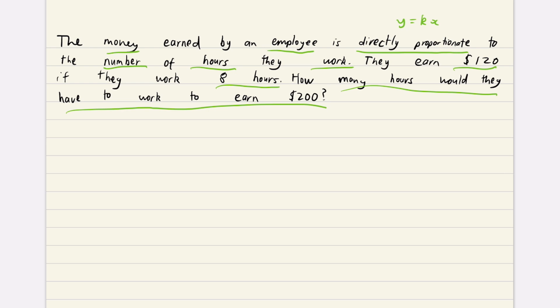Now, there's actually 2 parts to this problem. The first part is finding k, so finding your slope. And then the second part is rewriting a new equation with 200 subbed in and then solving for the x. So we're going to go ahead and break that down. So we've got y equals kx. This is going to represent our cost. Our cost is directly proportionate to our amount of hours worked. Okay, and they've given us one pair of x and y, which is our 120 and 8. So we know that 120 is equal to k times 8.